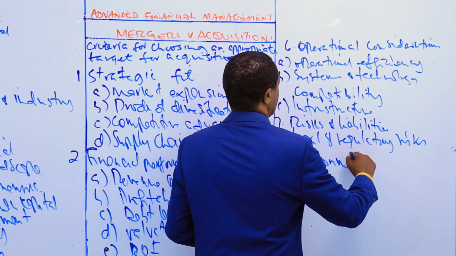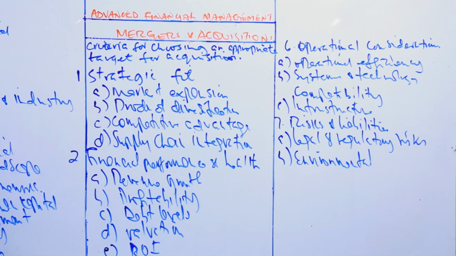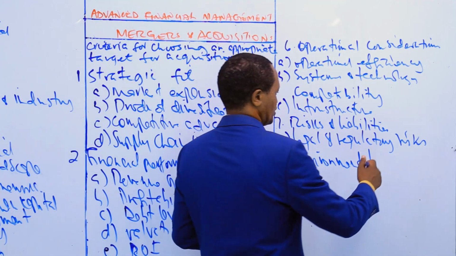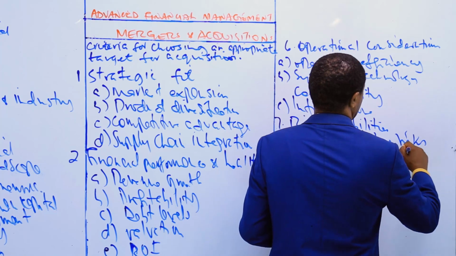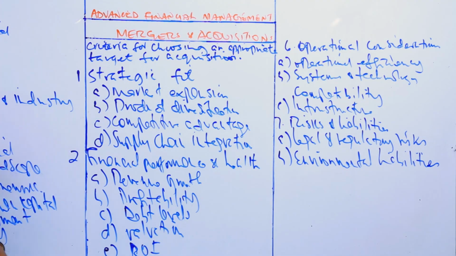Environmental. There is also, as part of risks and liabilities, environmental liabilities. The acquirer has to check any past or present environmental issues that could result in significant costs or penalties.